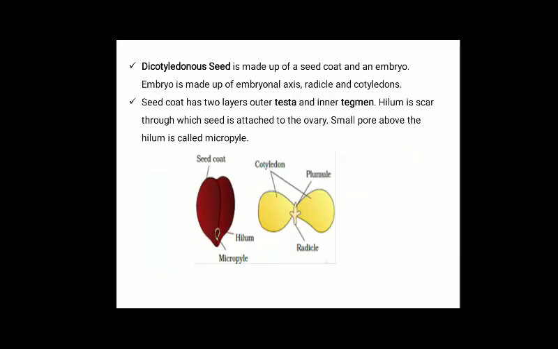Then we move on with seeds. A dicotyledonous seed is made up of a seed coat and an embryo. The embryo is made up of the embryonal axis, consisting of the radicle, and the cotyledons.